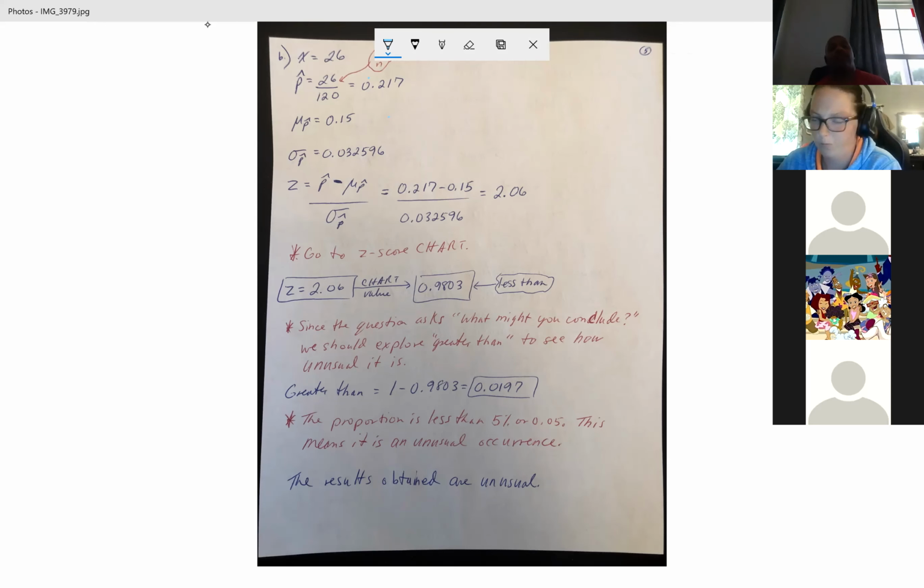gives us 0.9803 from the chart. And so my red statement right here, since the question asks what might you conclude, we should explore greater than to see how unusual it is. Remember we talked about being unusual before. We want to see greater than to examine that. Greater than is always 1 minus the chart value, so that gives us 0.0197. So the proportion is less than 5%, which means it is an unusual occurrence.